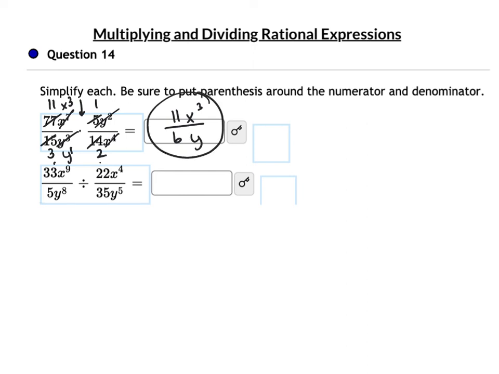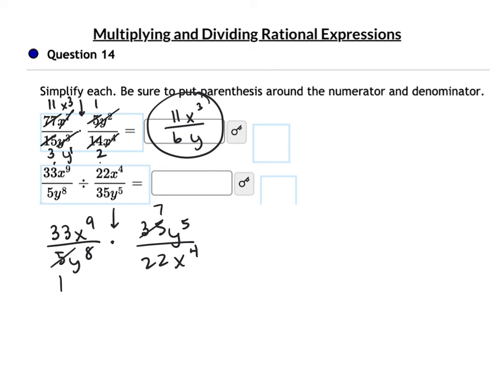The second one, we need to multiply by the reciprocal. We take that second fraction and flip it. This will be times, and I'll put the 35y to the 5th up top, and the 22x to the 4th below. To cancel, I must have multiplication, and then I just need a common factor in the numerator and denominator. And they can be diagonal or right above one another. That does not matter. I could divide by 5, and I get 1 and 7. I could divide by 11, and I get 2 and 3. 3 and 7 and 1 and 2 have no common factors.